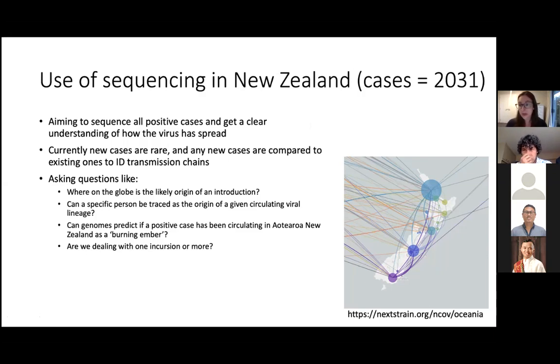Can a specific person be identified as the origin of a new introduction or outbreak? Can we use genomes to understand if a spike in cases has been caused by sort of a burning ember, or a person that we hadn't detected as being infected with COVID, but who was a driver of transmission? And if we see a spike in cases in the country, are we dealing with a single introduction to the country, or are we looking at multiple introductions at once, which might suggest we need to rethink our border control policies?